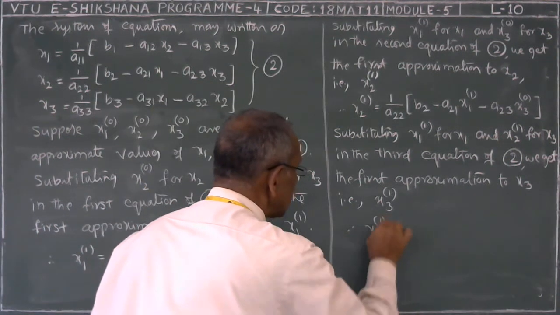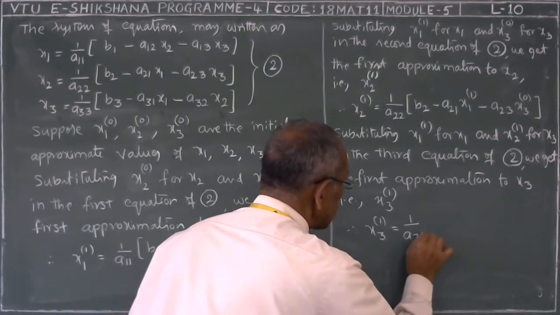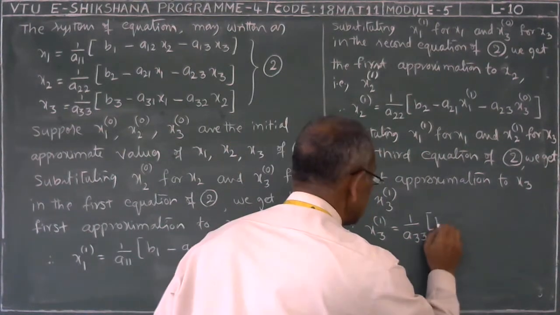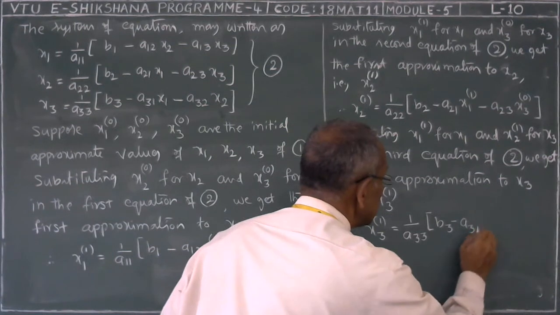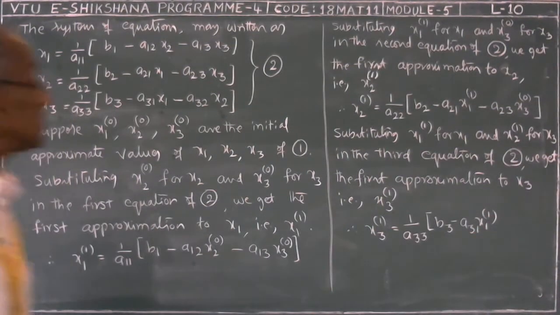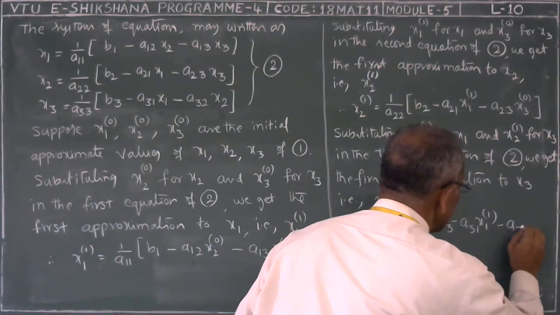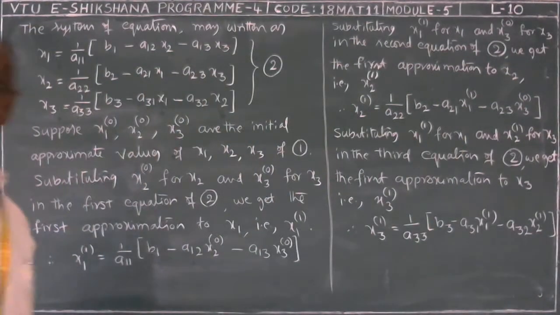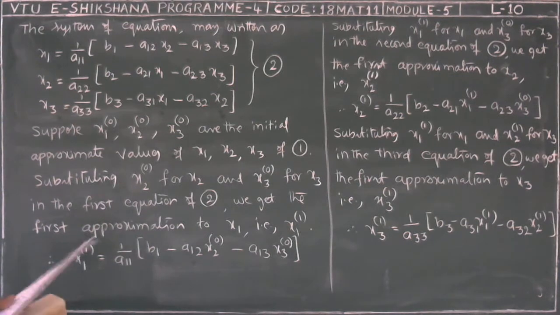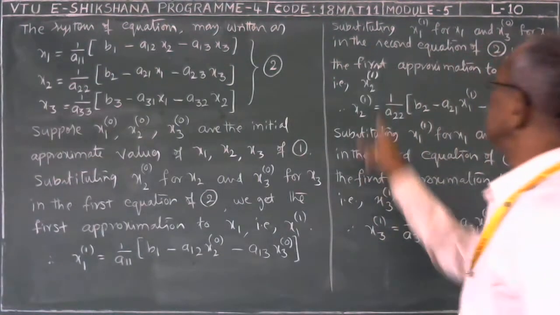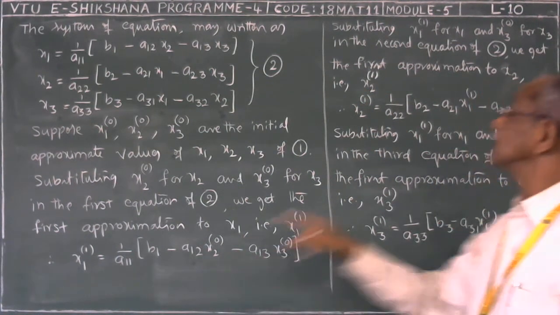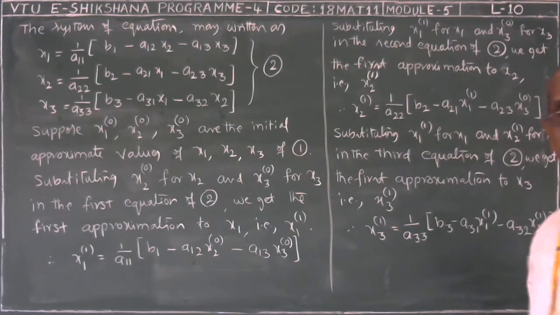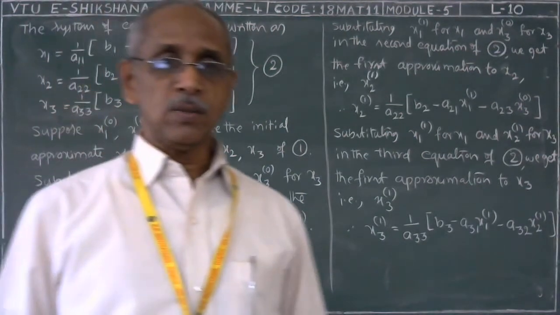Therefore, x3 1 is equal to 1 divided by a33 times b3 minus a31 x1 1 minus a32 x2 1. Now, after the completion of this, x1 1, x2 1 and x3 1 obtained from these expressions will act as initial approximations to obtain the second approximations to x1, x2 and x3.